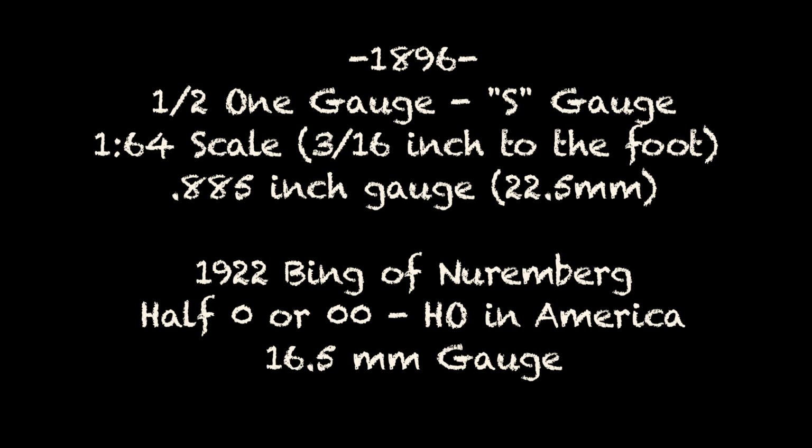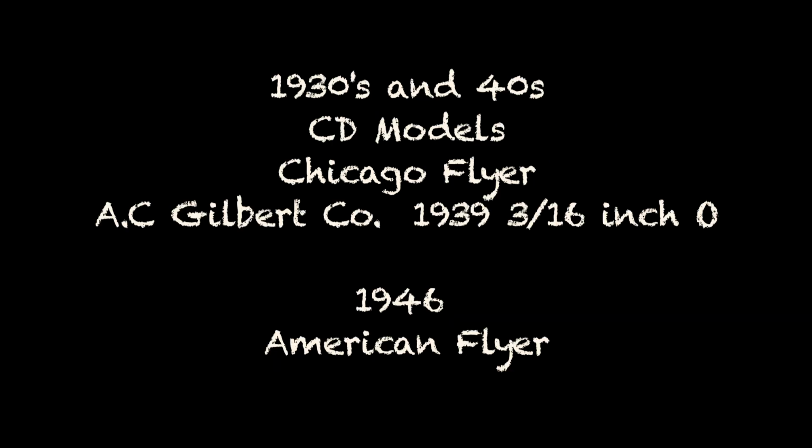Anyway, another thing that happened in the earlier days, 1922, Bing of Nuremberg decided to divide O scale or naught scale in half to create double aught or HO in America. It's another one of these half scales, by taking O scale and dividing that in half. Let's move the calendar forward to the 1930s and 40s. CD Models and Chicago Flyer released what they called S-scale trains, or S-gauge trains. So these were trains in that scale and gauge, 3/16 inches to the foot, or 1/2 of number 1 gauge.